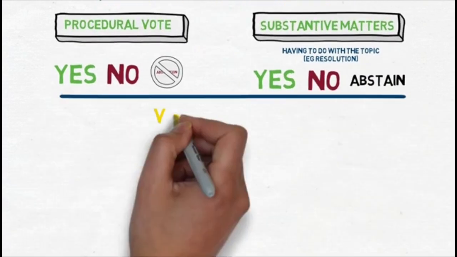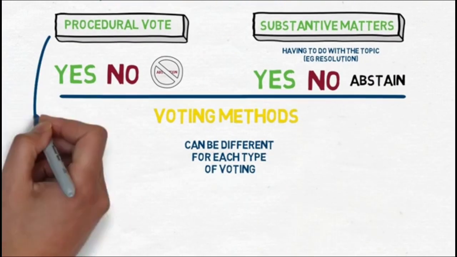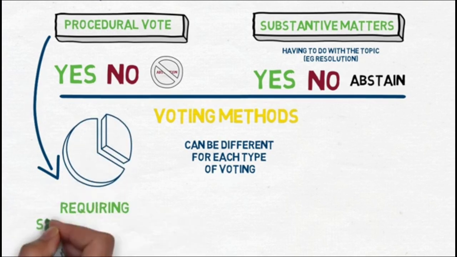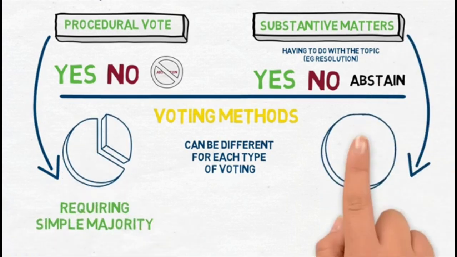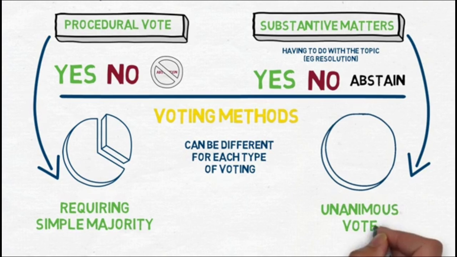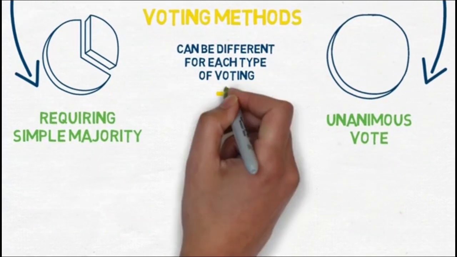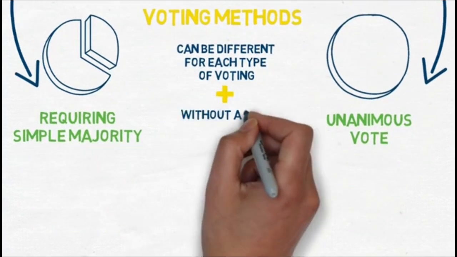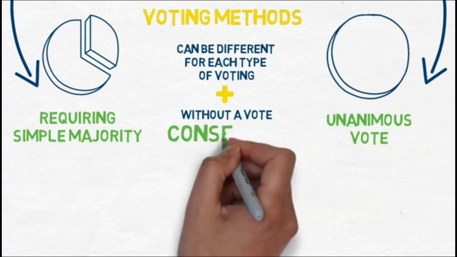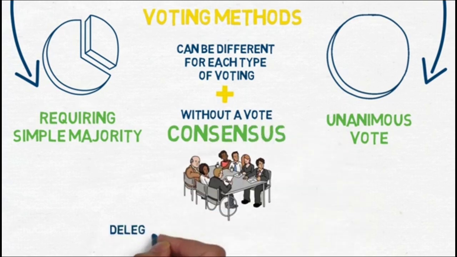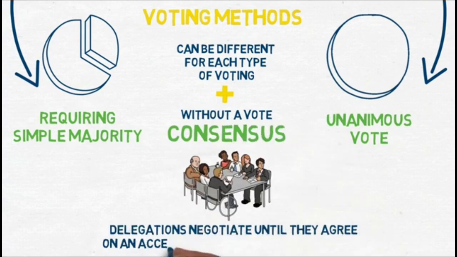The voting methods can be different for each type of voting. For example, it's possible to use simple majority for procedural voting, but require a unanimous vote of all parties in substantive matters. On top of that, decisions can also be adopted without a vote, in other words, by consensus. In this case, delegations negotiate until they agree on an acceptable solution for all parties.